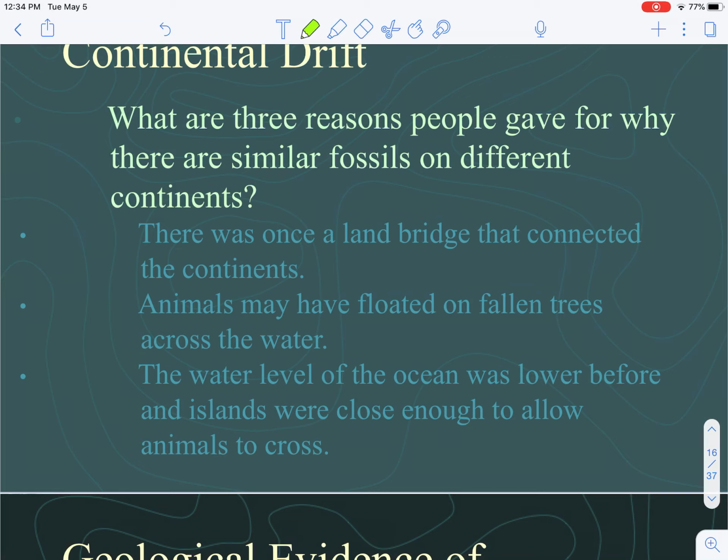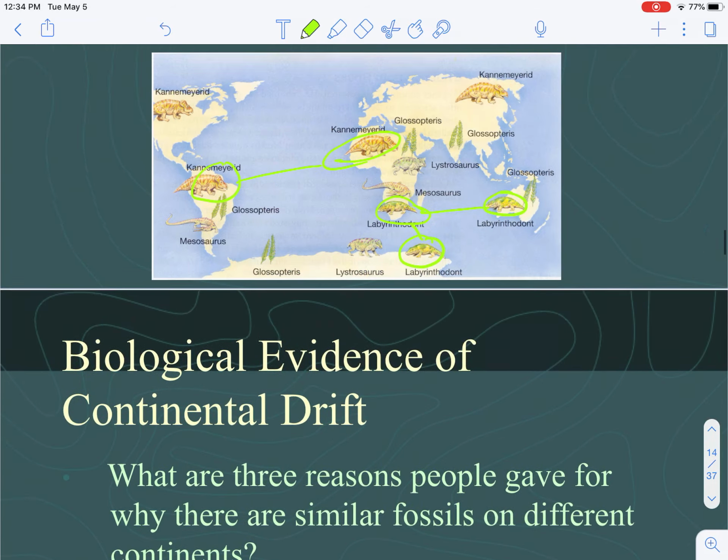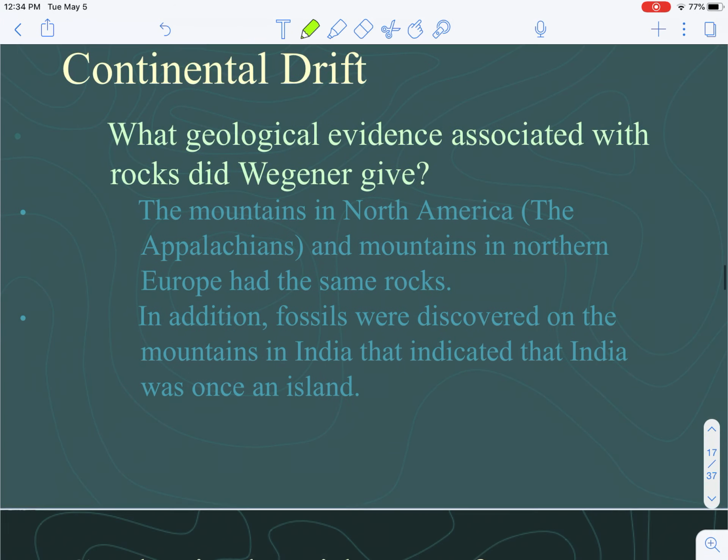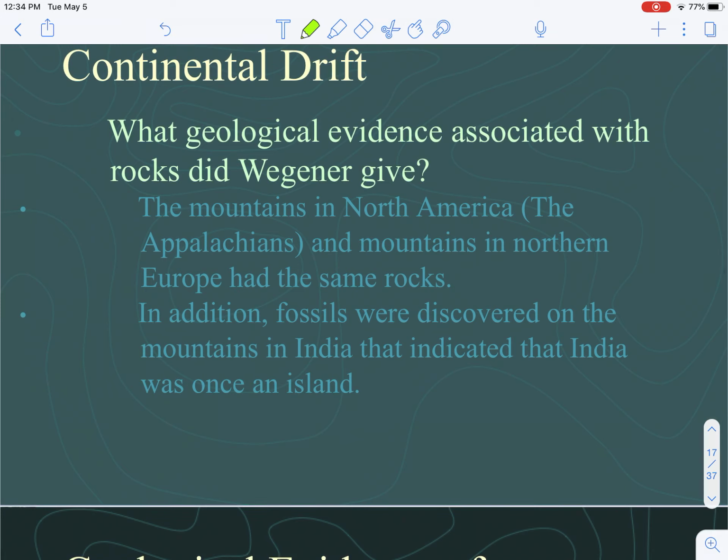Also, people feel like there could be other reasons why this is a possibility, and another one is fossils. They think that another reason there could have been fossils in those places that Wegener thought were connected is that maybe there was a land bridge at one time, or they were close enough that a tree fell over and animals could have crossed, or that the ocean was much lower and there was more land for them to cross. So there's other ideas to explain this fossil evidence.